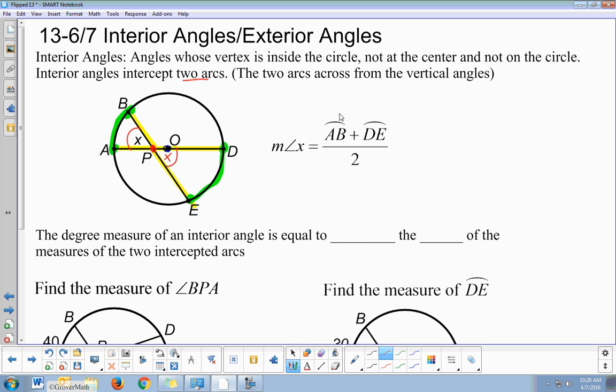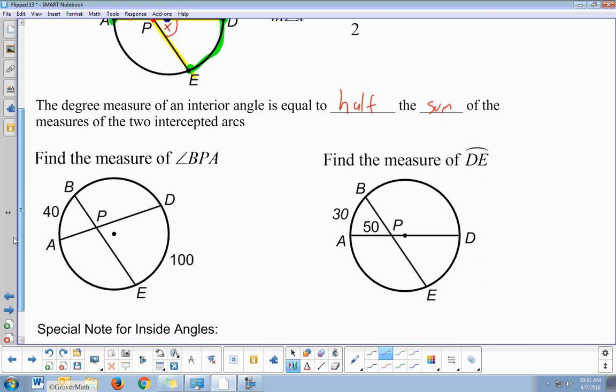Because there's two arcs, inside angles, the interior angles, the formula is the sum of the arcs divided by 2. It is half the sum. Half the sum of the two arcs. So if I know arc AB and arc DE, add them up, divide by 2, boom, there's your interior angle. So the degree measure of an interior angle is equal to half the sum of the measures of the two intercepted arcs.